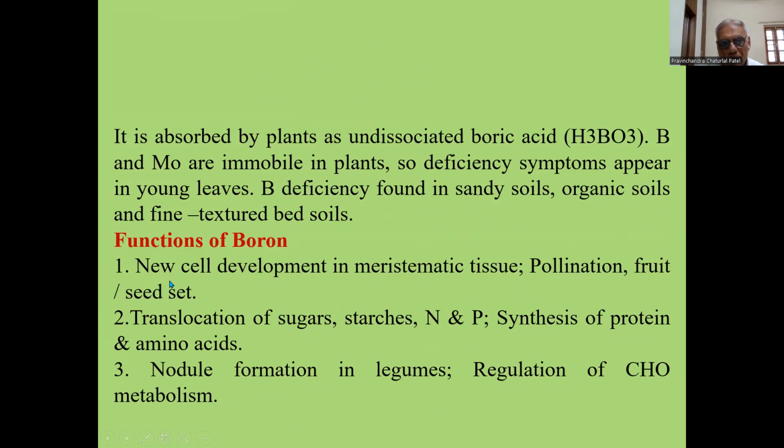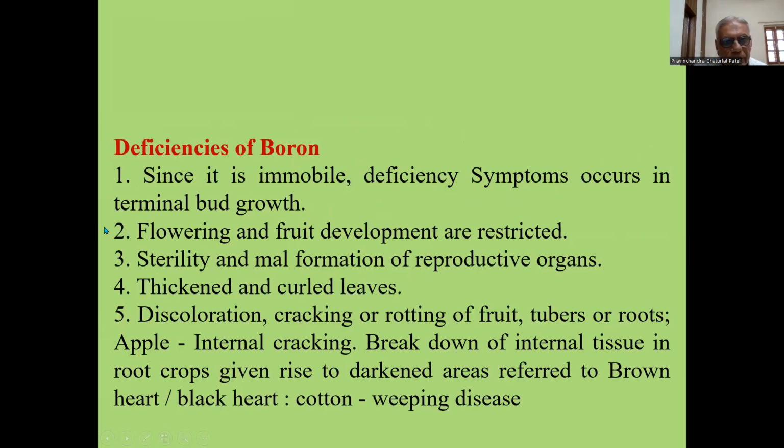Then the functions of boron: new cell development in meristematic tissue, pollination, root and seed set, translocation of sugar, starch, nitrogen and phosphorus, synthesis of protein and amino acids, nodule formation in legumes, and regulation of carbohydrate metabolism. Then deficiency of boron. Since it is immobile, deficiency symptoms occur in the terminal bud, new growth of the plant, or top of the plant.